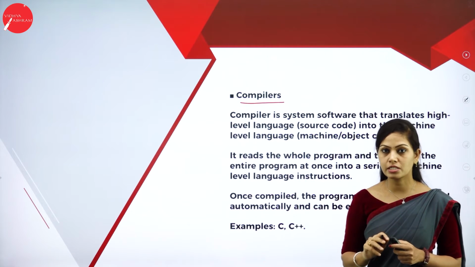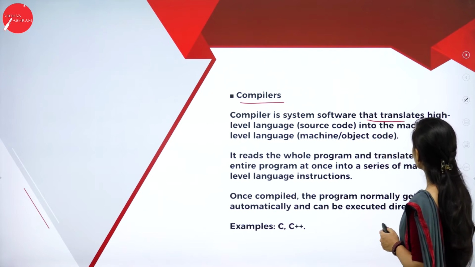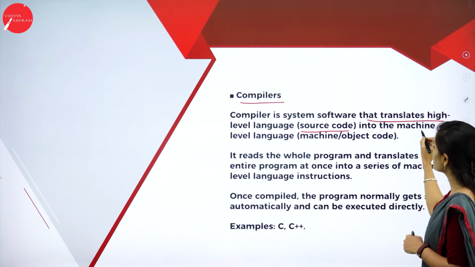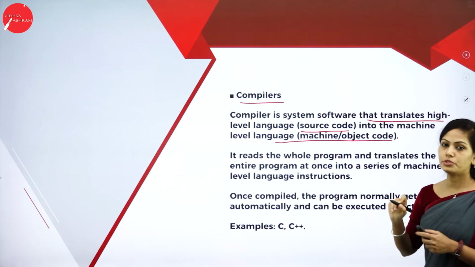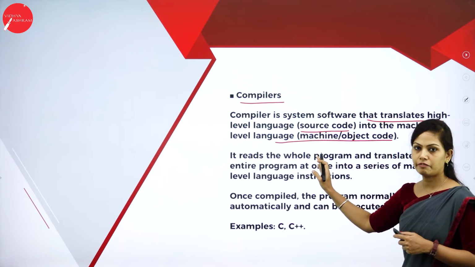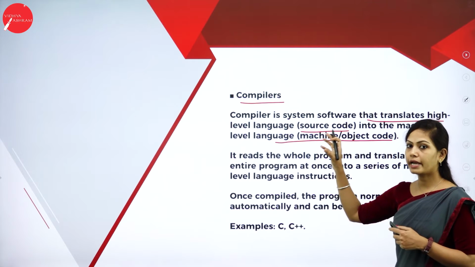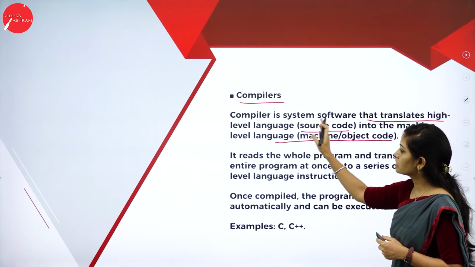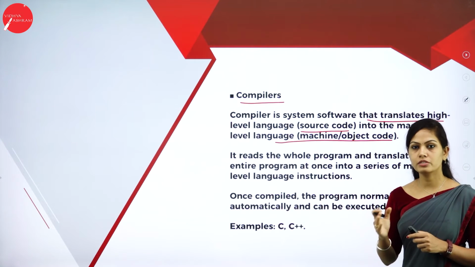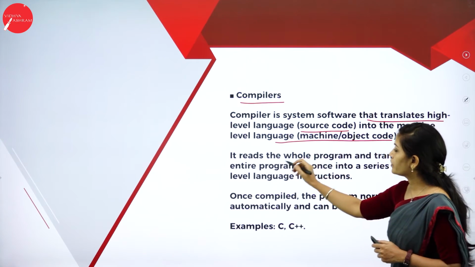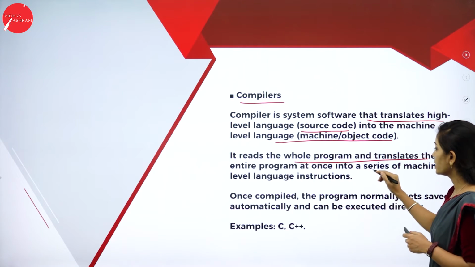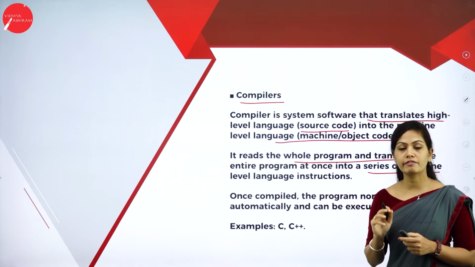A compiler is also a system software that translates high level language, in the sense the source code, into its machine level language called object code. High level language to machine level language. So a compiler can translate the high level language into machine level language, that is from source code to object code. And it reads the whole program and translates the entire program at once into a series of machine level language instructions.